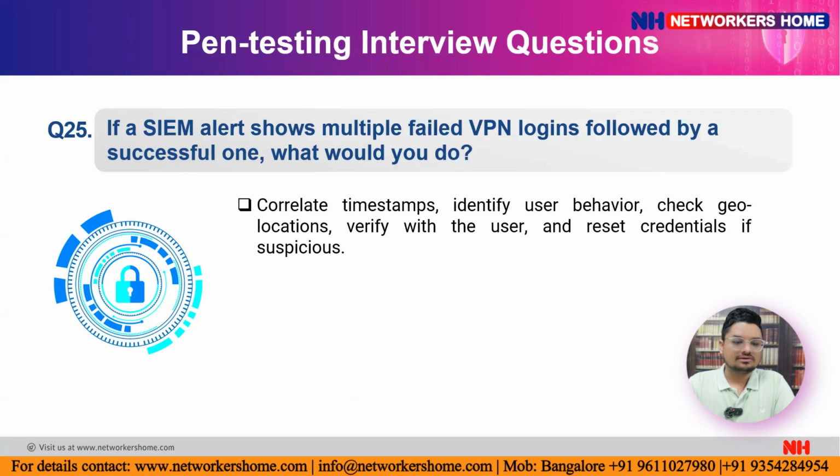Then the 25th question: if the SIEM alert shows multiple failed VPN logins followed by a successful one, what would you do? Okay, there is a SIEM alert, and it's showing multiple failed login attempts followed by a successful one. Means what? Three or four failed logins, then a successful one, or ten or eleven failed logins, then a successful one. Then what do you do? It is correlated with the timestamp. As I told you in a previous question also, there may be multiple failed logins, but over a long time, one hour, five hours, ten hours. But let's say within a small period of time, if you are facing this kind of issue, then it is important. Then you need to take action. So it is telling what?